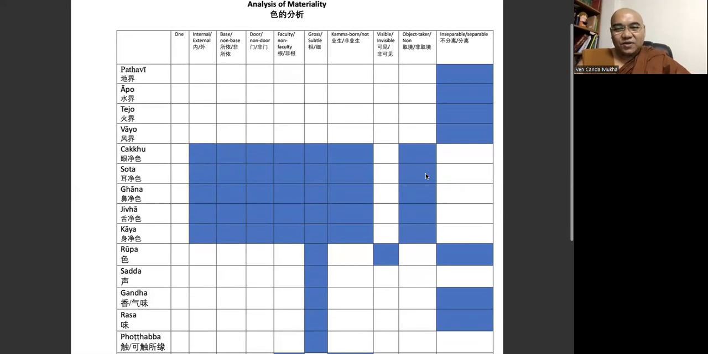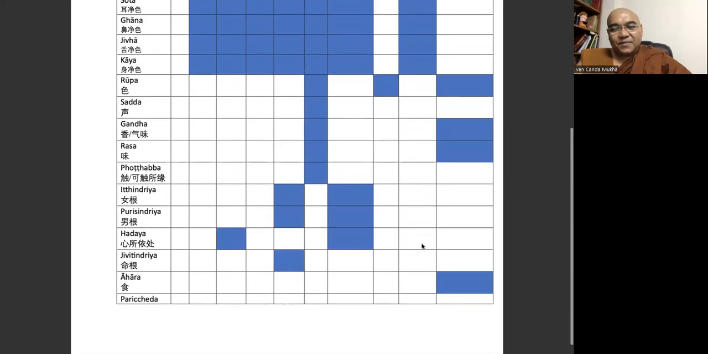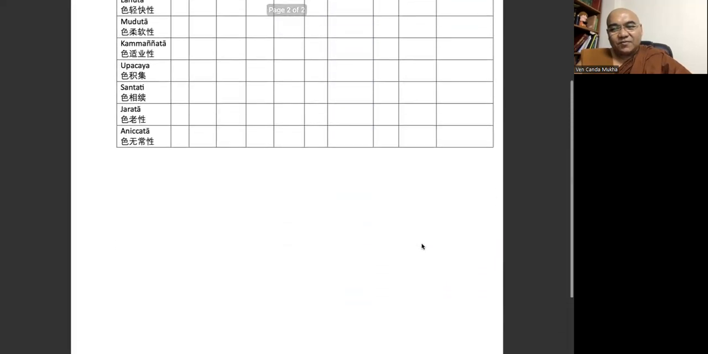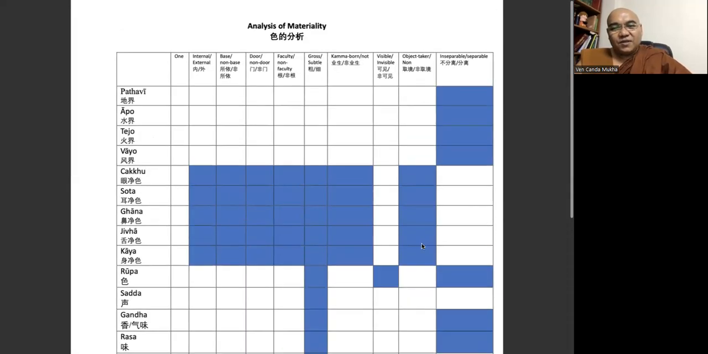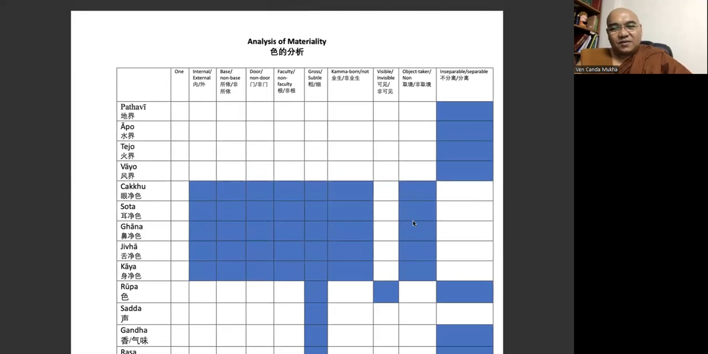Among these 28 rupas, Cakkhu, Sota, Ghana, Jivha, Kaya, can any materiality take an object? No. The materiality, the eye, ear, nose, tongue, and body sensitivities, can receive objects. They serve as the receiver. That's why we simply translate it as an object taker. So don't confuse it with the mind.